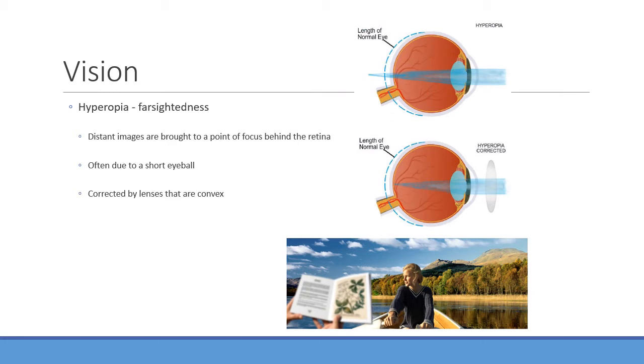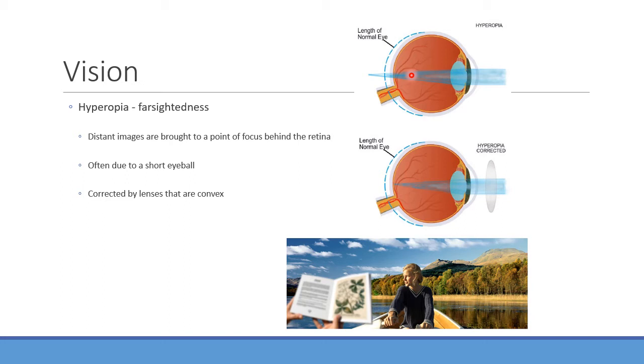Next, we have hyperopia or farsightedness. So this would mean near things would be blurry in this case. Usually this is going to be when you have too short of an eyeball. You can kind of see here where the length of the normal eye would normally be. This one's a little bit too short. So this means that the focal point for things that are up close tends to be further back than the retina, essentially focusing behind the retina.